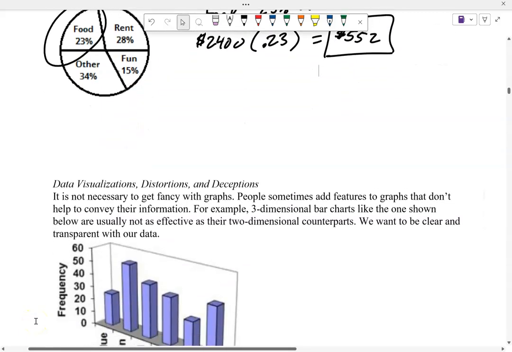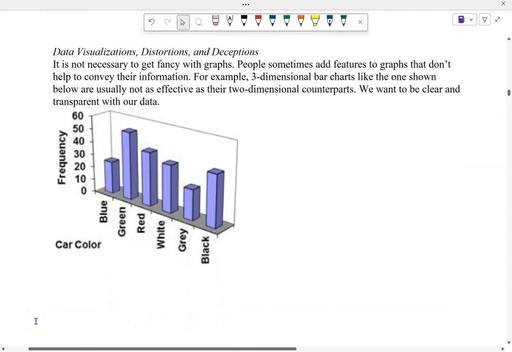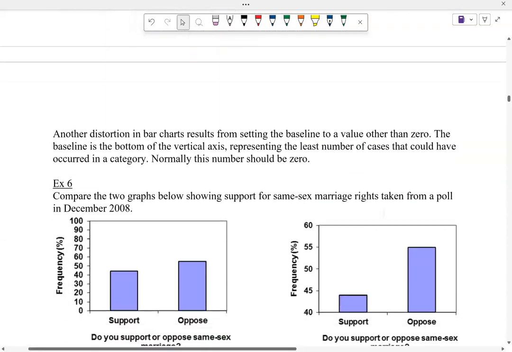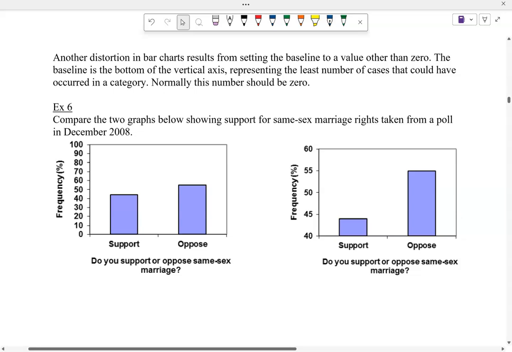Now, what you want to keep in mind with data visualizations, distortions, deceptions, you want to be clear and transparent. You don't need to get all fancy. You want to be clear and transparent with your data. For example, this 3-dimensional bar chart shown below, it's really not as effective as just a straightforward 2-dimensional counterpart. So again, the idea is to be clear and transparent. How else can you get distortive or misleading with your visualization?